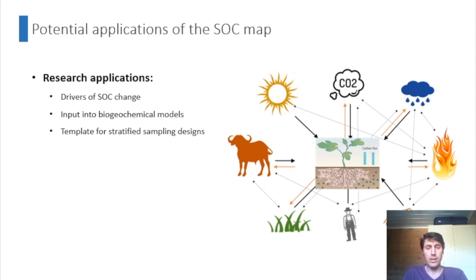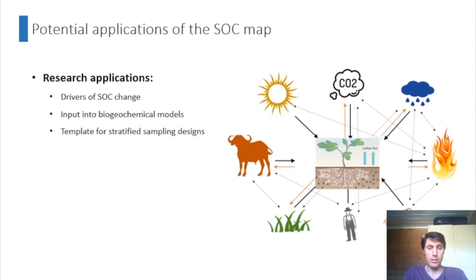You can also use it as an input into biogeochemical models, both to calibrate and to validate the models. And finally, we can use it as a way to stratify sampling designs. So if you want to develop a soil carbon survey, you can use this map to identify areas of low and high carbon where you can locate your sampling sites so that you cover the range in the distribution of soil organic carbon density.